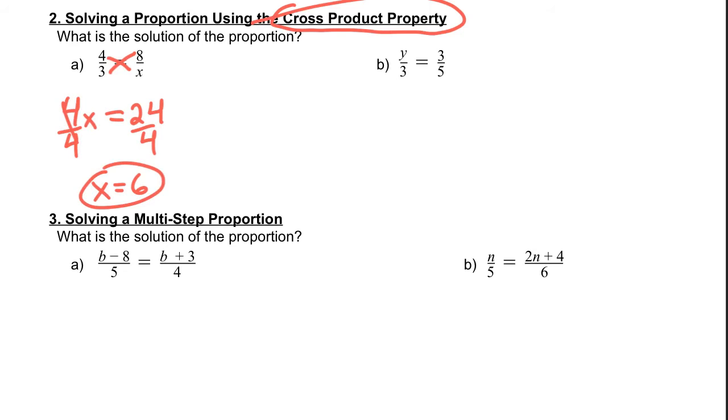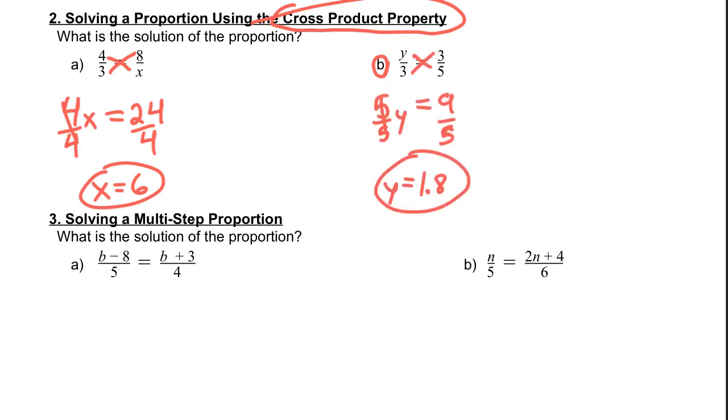Okay, so why don't I pump the brakes here and have you guys try B on your own. Pause the video, work through it, and then check your answer with me when you are finished. Okay, so if you're using those previous examples as kind of a template, I would multiply y by 5, that is 5y, and I would set that equal to 3 times 3, which is 9. Divide both sides by 5, you should get 1.8 is your solution.